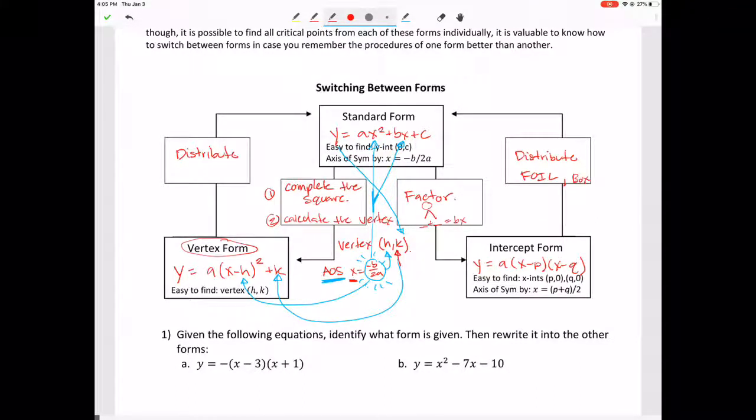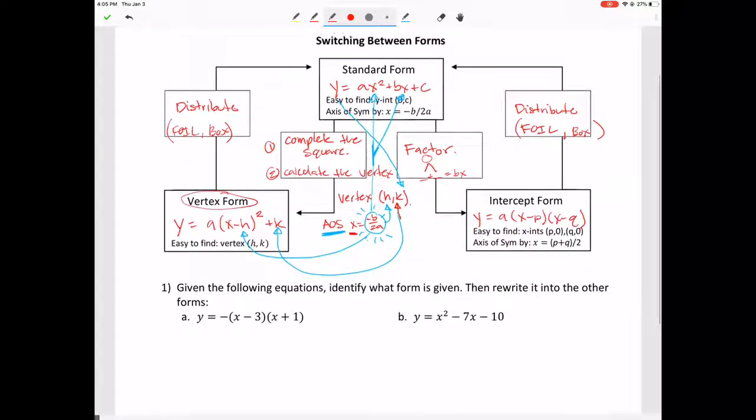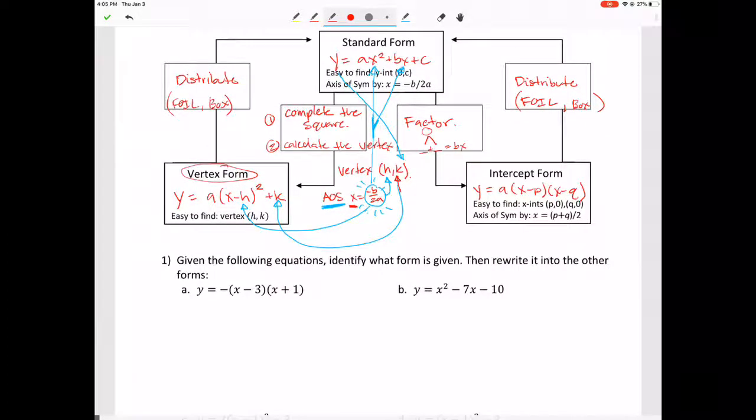Okay, like I said, you can foil or box. And that's a quick review of what we covered in Unit 5. So let's do some examples. Given the following equation, identify what form it is.